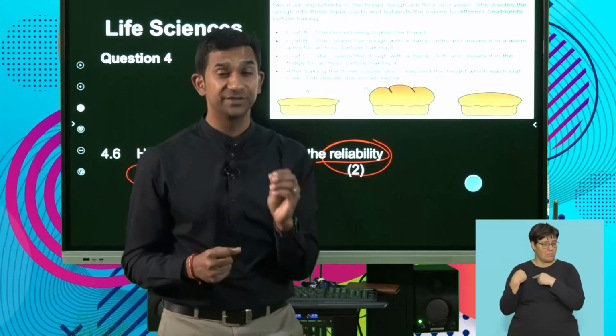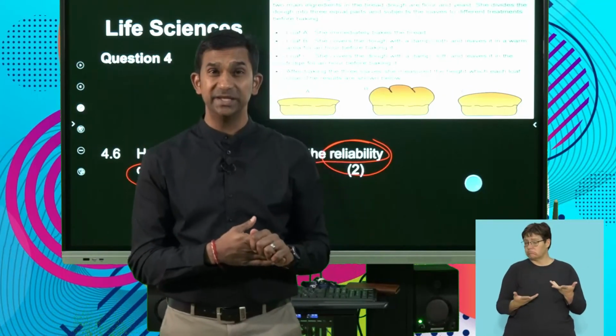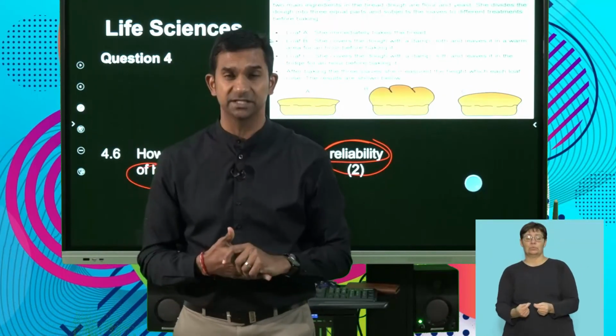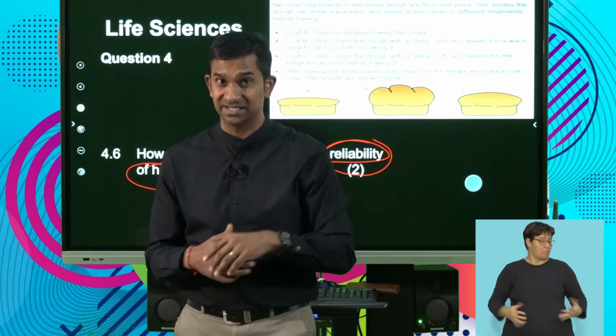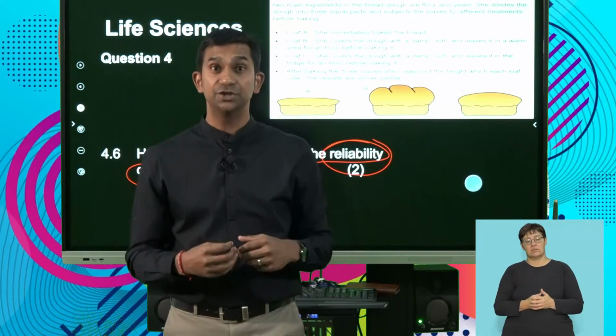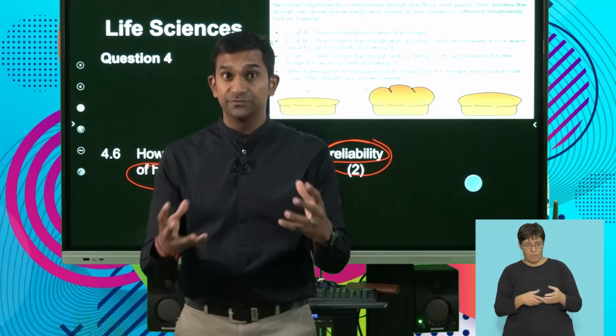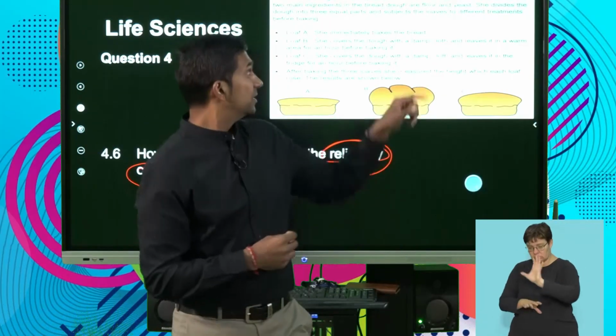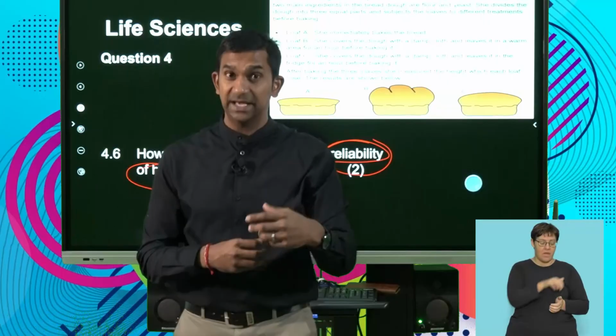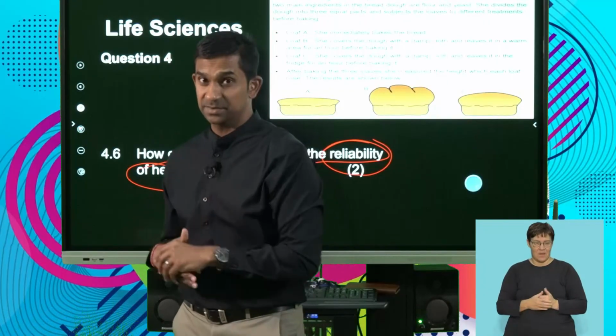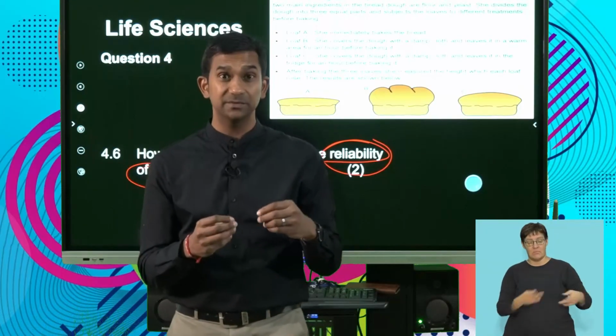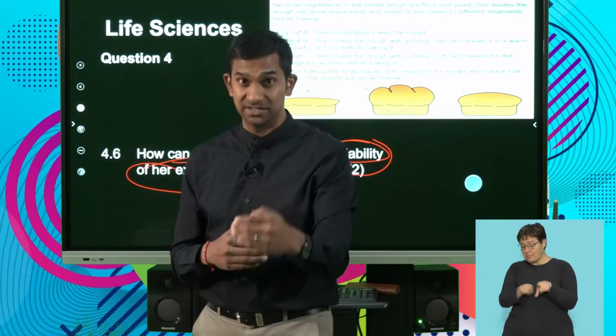In order to improve the reliability of her results, it would mean that she could repeat the experiment and see if she got the same results, or she could increase the amount of dough and have 2 lots of dough for sample A, sample B, and sample C. And that would mean that you would be able to see if those results are consistent.